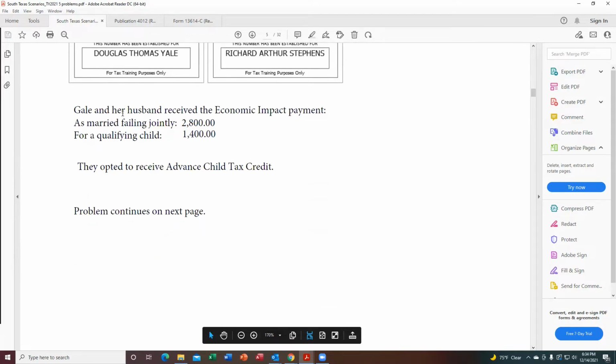And then here it says that they received an economic impact payment of the total of this amount. And they opted to receive advance child tax credits. So let's see here.